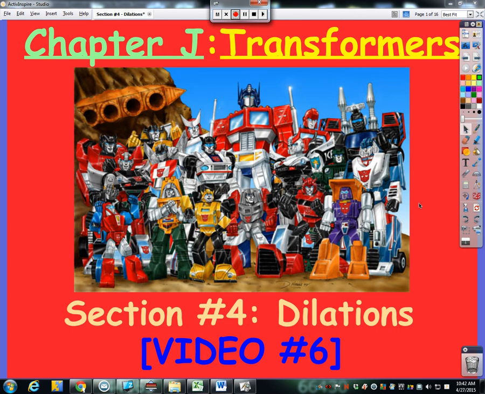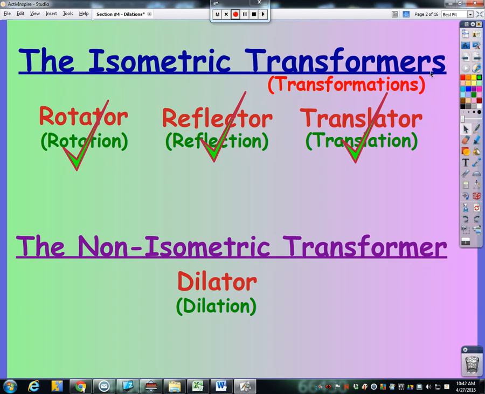Video 6 of our transformation unit. We now get to talk about the true legitimate 100% transformer, Dilator. The only difference about him was, remember, he was a non-isometric transformer. He actually did change length and size, not angle measure, while our isometric transformers just changed positions. They kept their size.